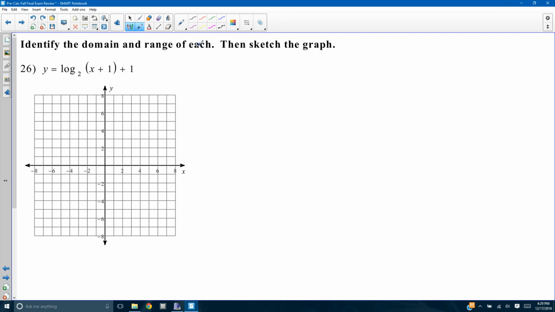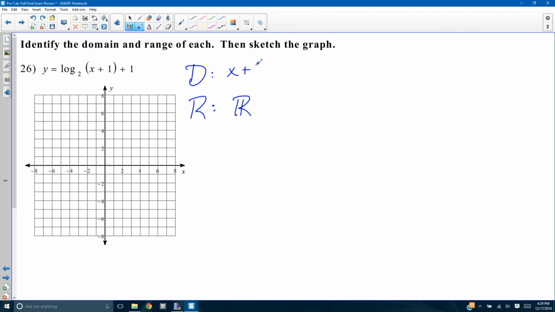Identify the domain and range of each and then sketch the graph. This is a logarithmic function here. All logs have an infinite set within their range. Their range is all real numbers. The domain is limited, though. Range is all real. Domain has issues when you take the log of 0 and of negative numbers.